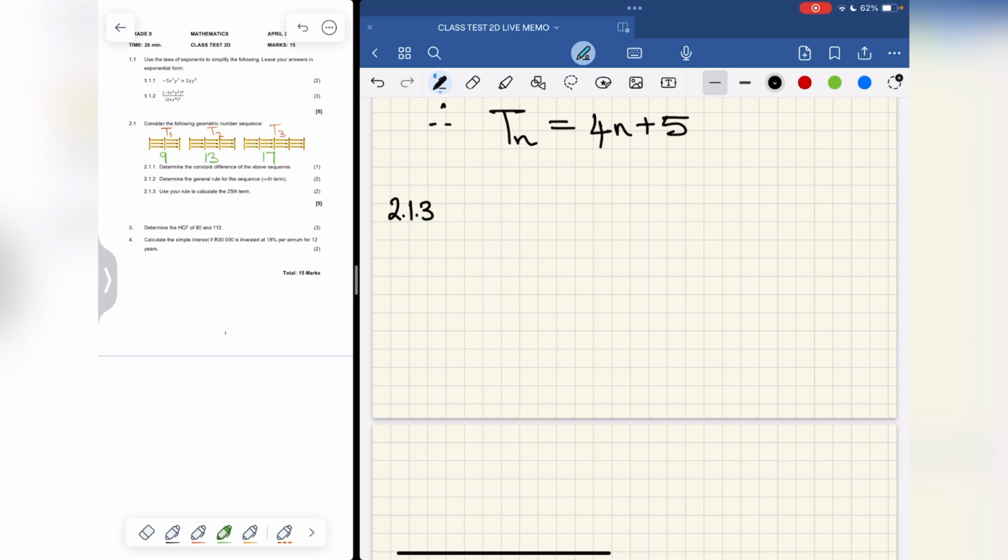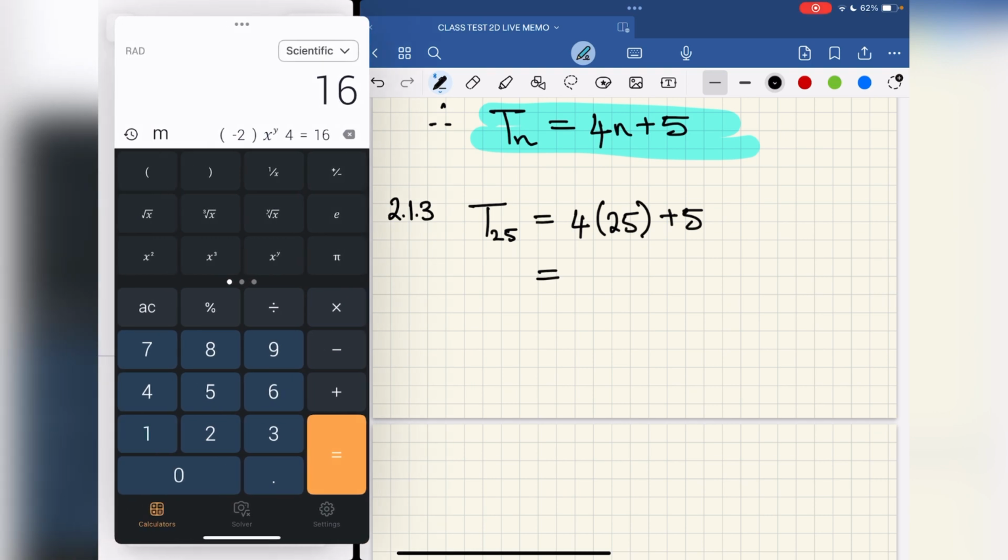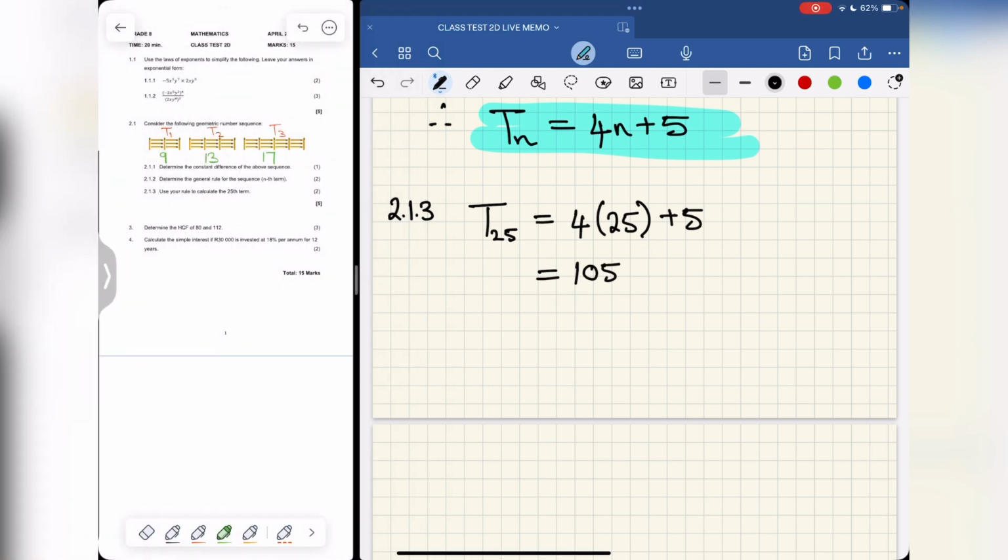2.1.3, again now use your rule to calculate the 25th term. So I will take the rule that I've calculated here, and I'm going to calculate the 25th term. So T25 is equal to 4 times 25, plus 5. In other words, wherever I see the n, I will replace it with a 25. So 4 times 25 is 100, plus the 5 gives us 105. And that is my 25th term done.